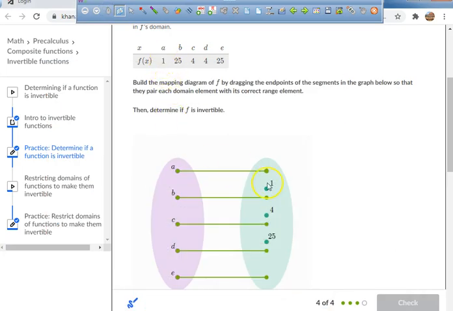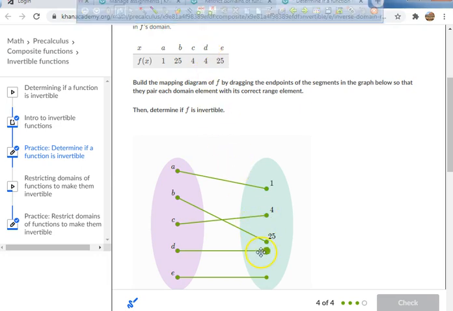So we still have A goes with 1, B goes with 25, C goes with 4, boom. D, just kidding, it was just a joke. D goes with 4, and E goes with 25.